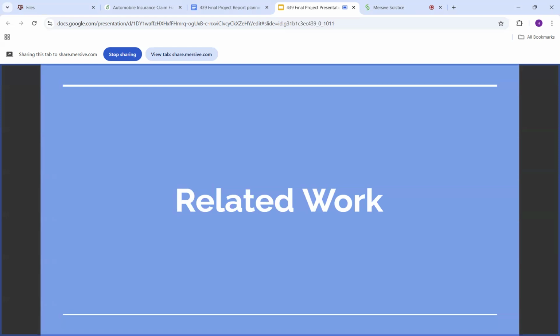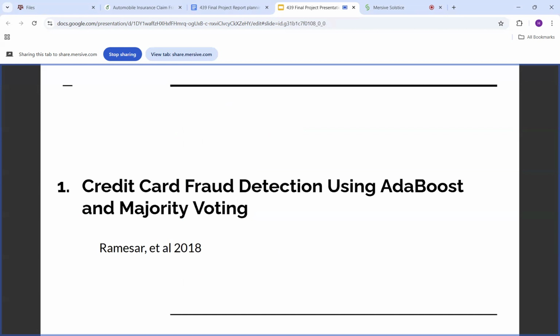So we're going to go ahead and start on some papers that we interpolated. The first one is Credit Card Fraud Detection Using AdaBoost and Majority Voting. This paper is by Randhawa et al., 2018. This paper focused on aggregating several different machine learning algorithms to classify credit card fraud. We chose this paper because credit card fraud has very similar attributes to insurance fraud, and we want to try to apply the same method to be able to classify insurance fraud.